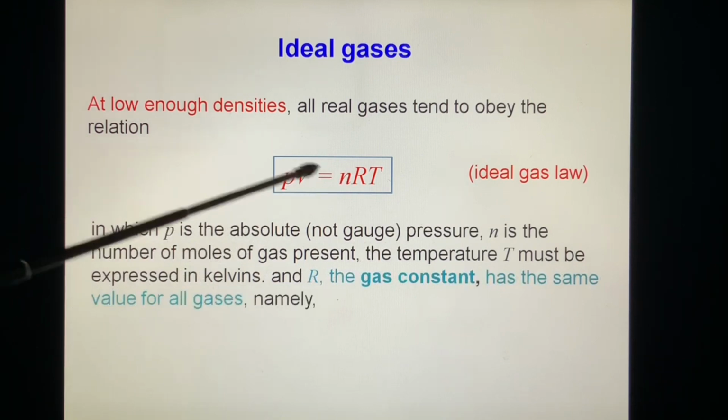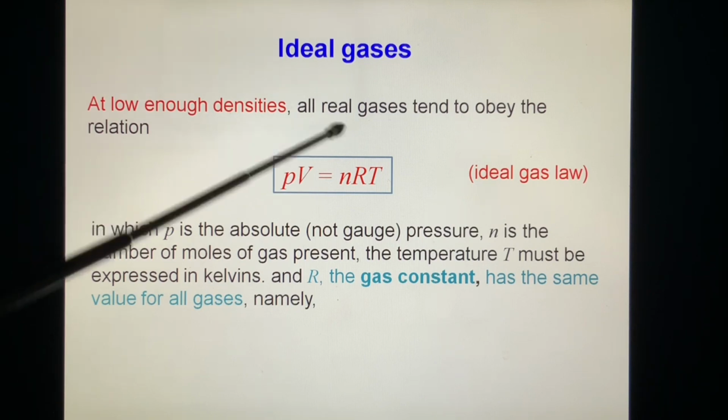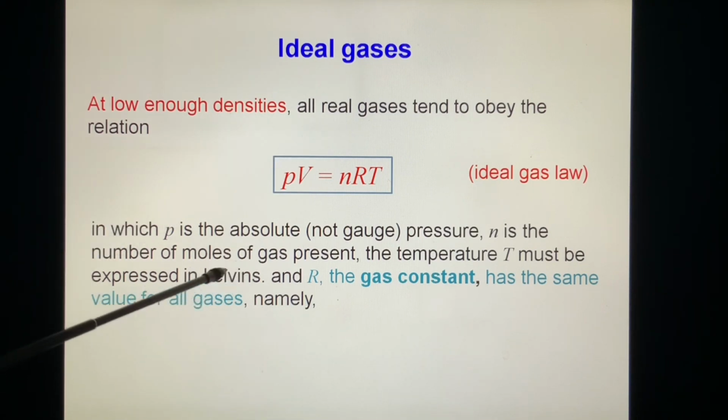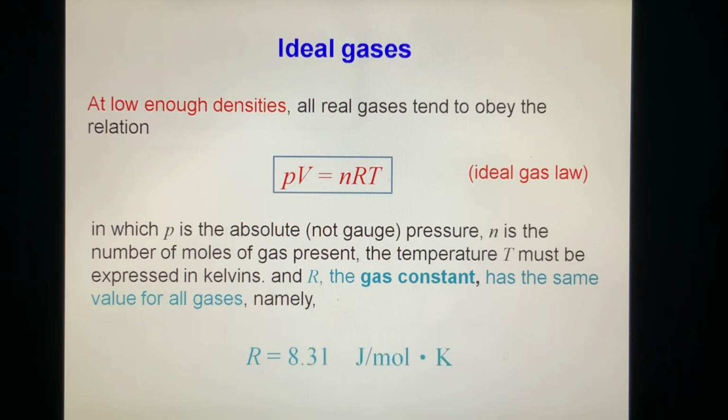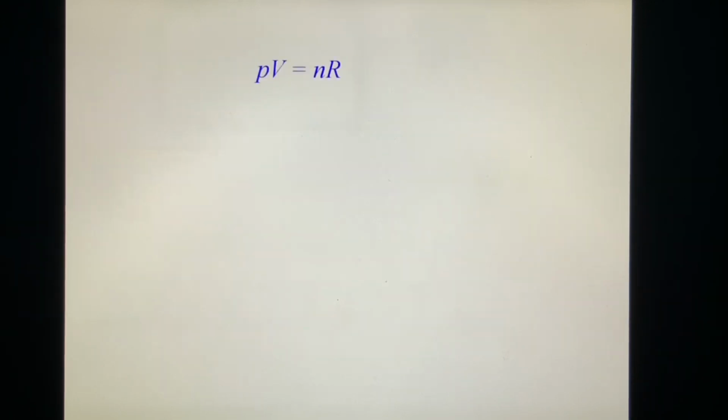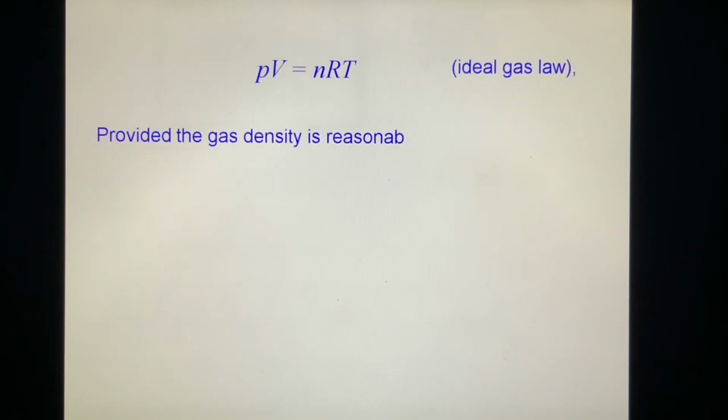n is the number of moles of gas present. The temperature T must be expressed in Kelvin, not in Celsius. And R, we call it the gas constant, has the same value for all gases, namely 8.31 joule per mole per Kelvin. PV equals nRT. This is the ideal gas law.